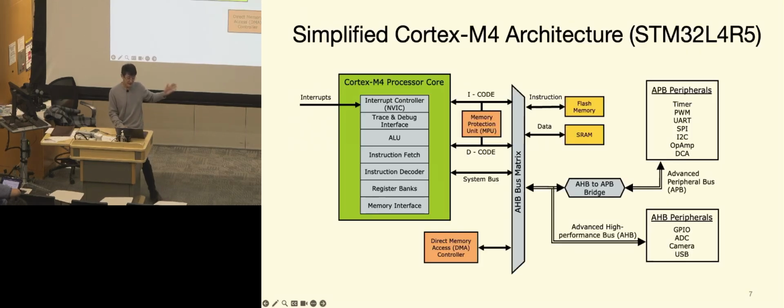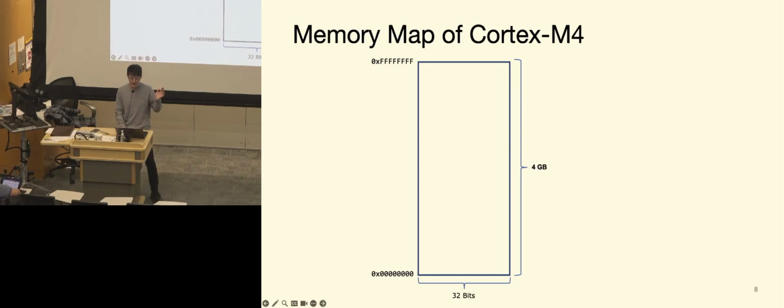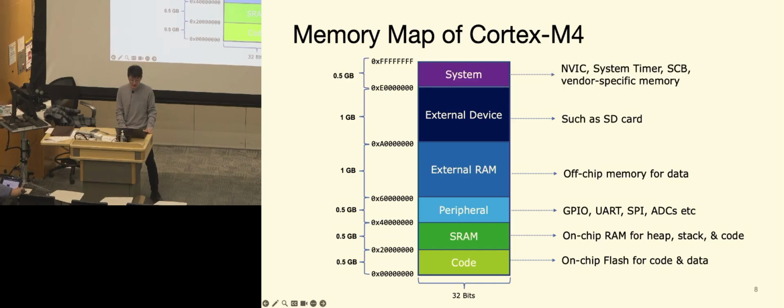And yeah, you're going to see this over and over during the class, but basically this is the simplified version of the Cortex M4 architecture we're using in class and also in your lab. And this is the memory map of the Cortex M4. They have a bunch of stuff inside.